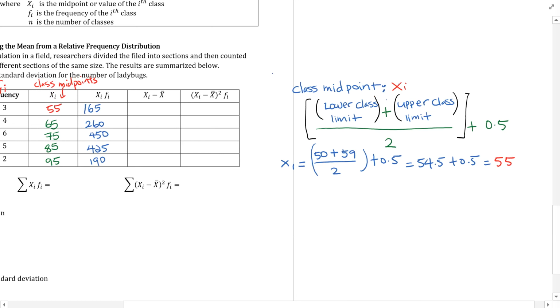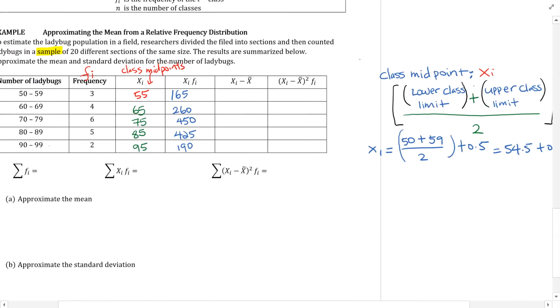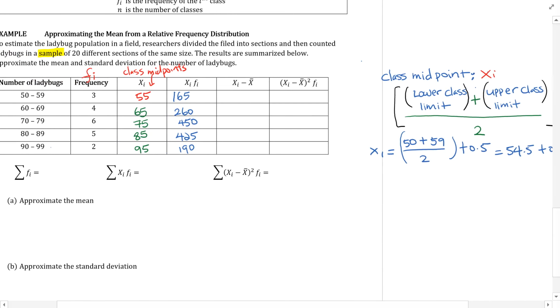You're going to do the same thing for each class. For the second class, x2, you take the lower limit of the second class, 60, plus 69, over 2, plus 0.5, and you get 65. Do the same thing for the whole column, and that's how I get the column for xi.